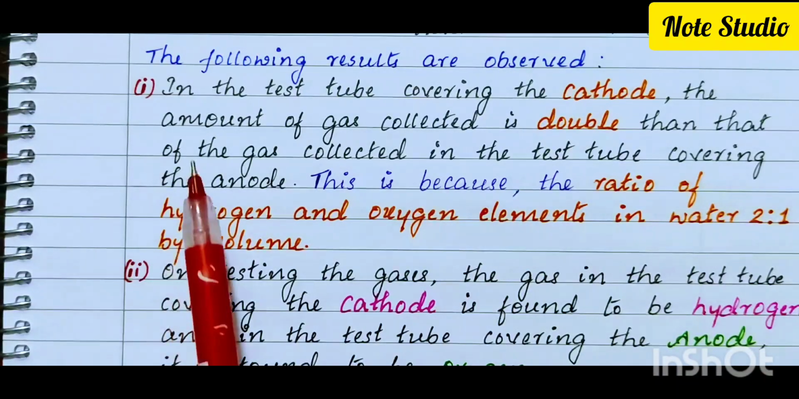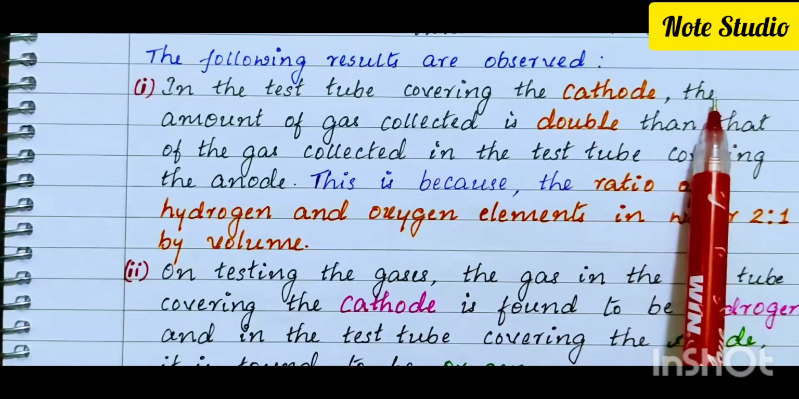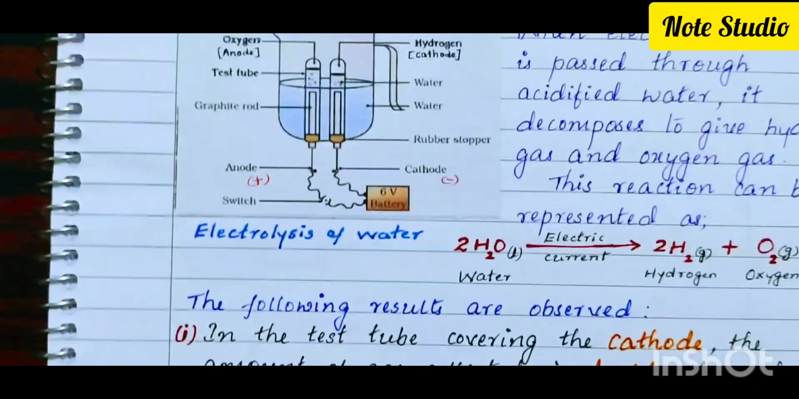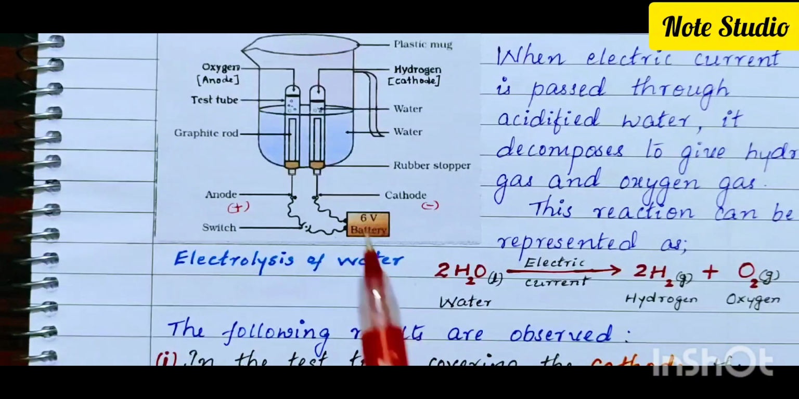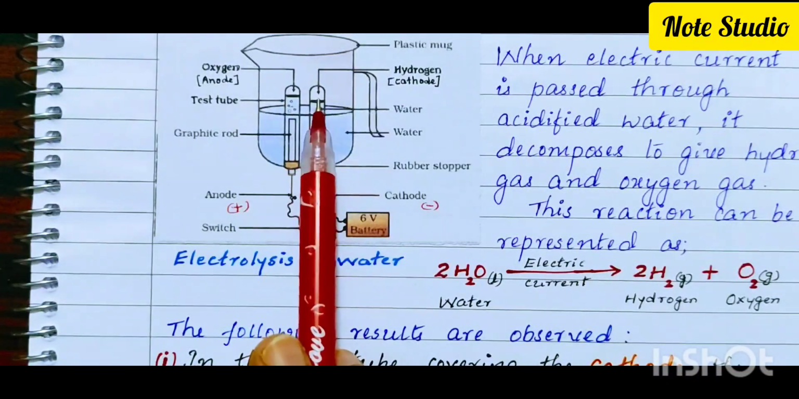The first observation is in the test tube covering the cathode, the amount of gas collected is double that of the gas collected in the test tube covering the anode. This is because the ratio of hydrogen and oxygen elements in water is 2:1 by volume. Have you understood? So here on the cathode side, which is the test tube covering the cathode. So this is the cathode side, right? If you observe, the water is displaced more on the cathode side.